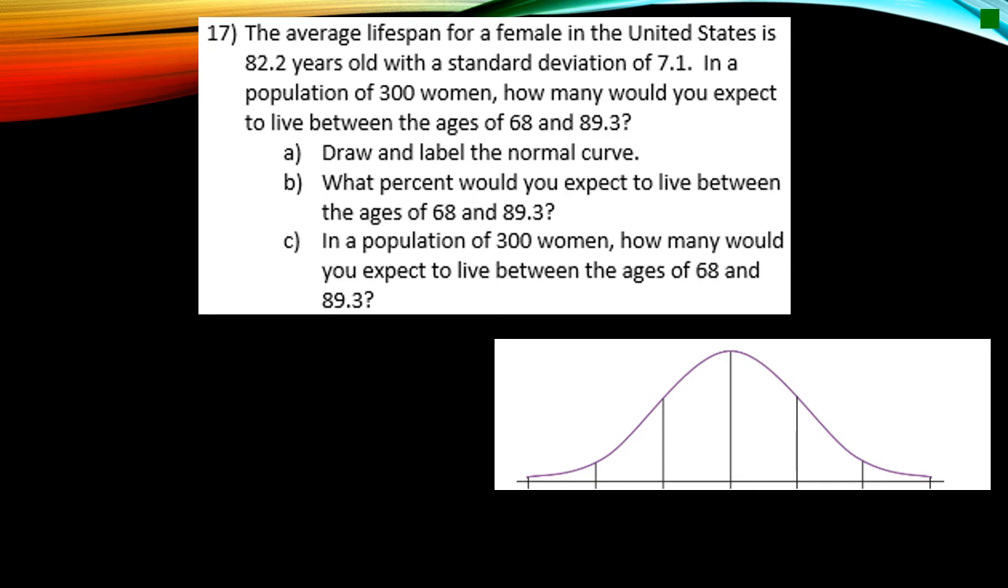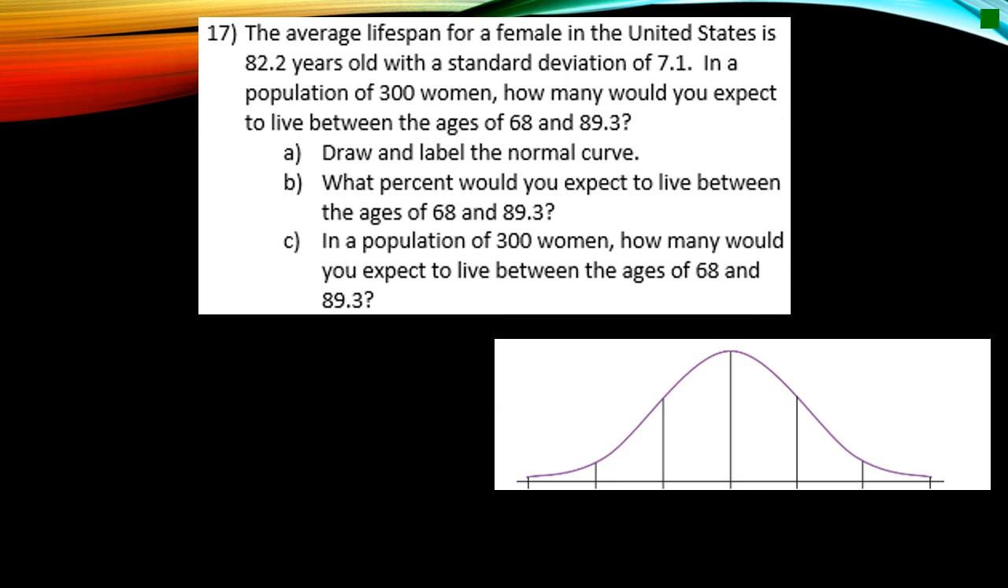The average is 82.2 years old and a standard deviation of 7.1. And then it asks, in a population of 300 women, how many women would you expect to live between the ages of 68 and 89.3? So let's go through the steps because it kind of walks you through the problem step by step.